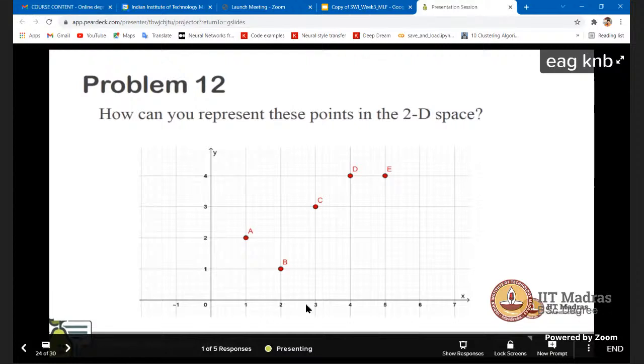Ma'am, are we supposed to write the coordinates of these points? I cannot understand the question properly. No, I have given you some set of points. How can you represent it? In this sense, you have to find a best fitting line for these data points. That is how we represent. It is not simply writing the coordinates. You first have to find the coordinates of these points and then a general solution to represent these points.